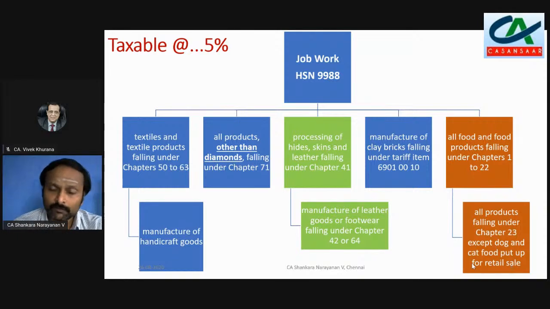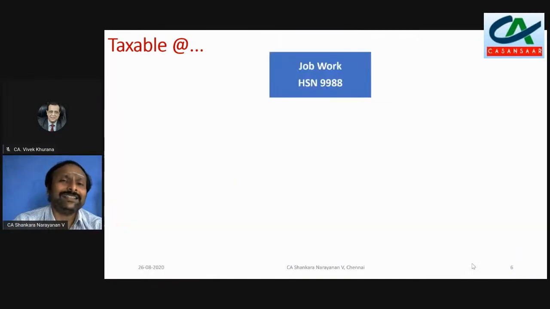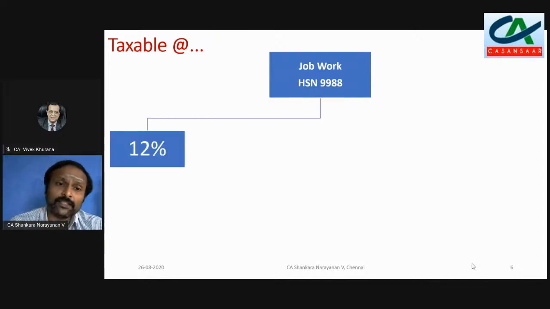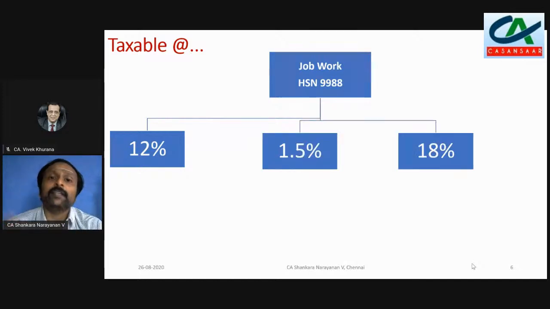5% job works, which are specifically mentioned in the notification pertaining to the rates on services, which is notification number 11/2017 in case of the CGST rate notification, or which is 8/2017 in case of IGST rate notification. The other job work related rates which are unique and which warrant our attention are the job work which can attract 12%, 1.5%, or 18%.